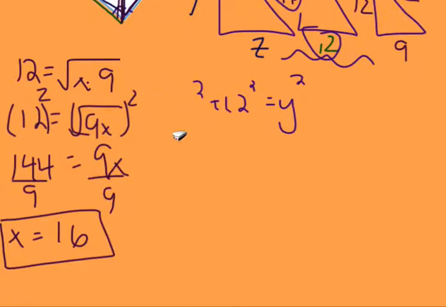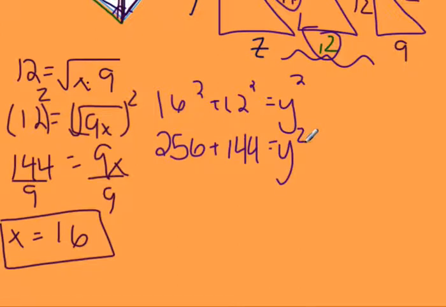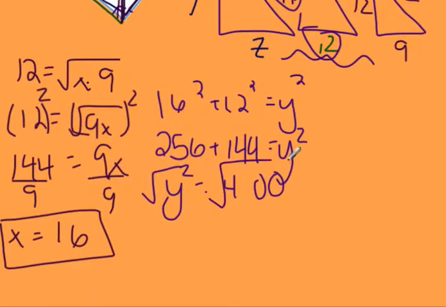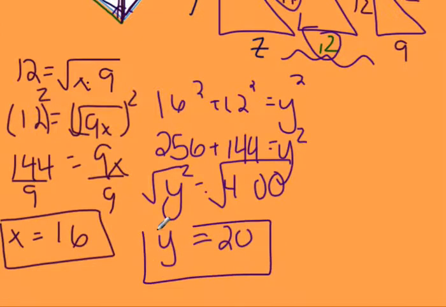I looked at the hypotenuse of the other triangle. So 16 squared is going to give me 256. 12 squared is 144, and that's equal to y squared. So then I get that y squared is equal to 256 plus 144. Well, you add those together and you get 400. So to solve for y, I'm going to take the square root of both sides, and that's going to give me 20. So there I get that y is equal to 20.